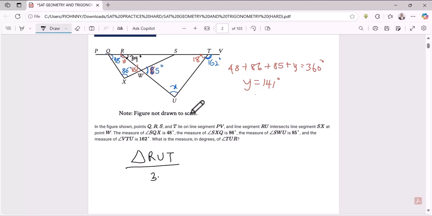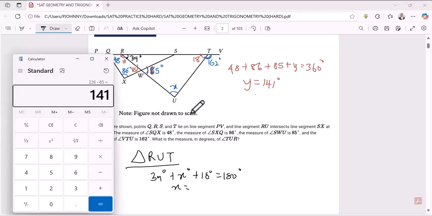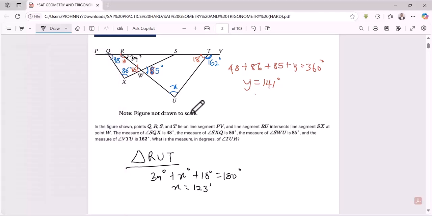So that means 39 degrees plus X degrees plus 18 degrees is equal to 180 degrees. So X will be equal to 180 degrees minus all of this. So 180 minus 39 minus 18. So that's going to give you 123 degrees. And that is the value of angle U.